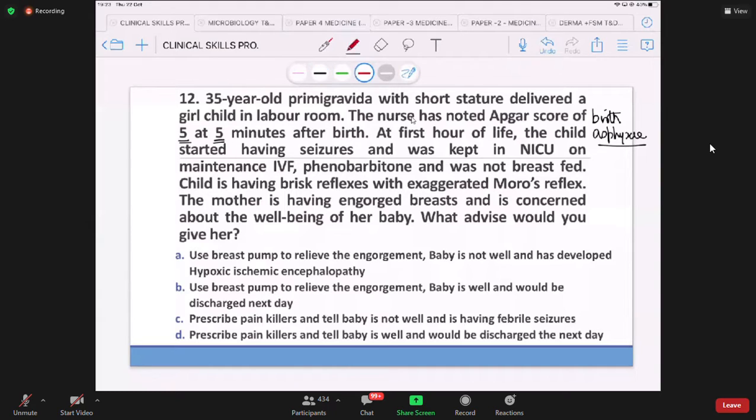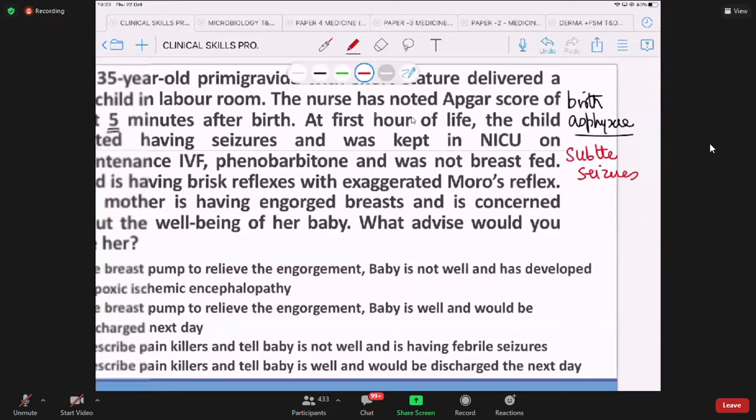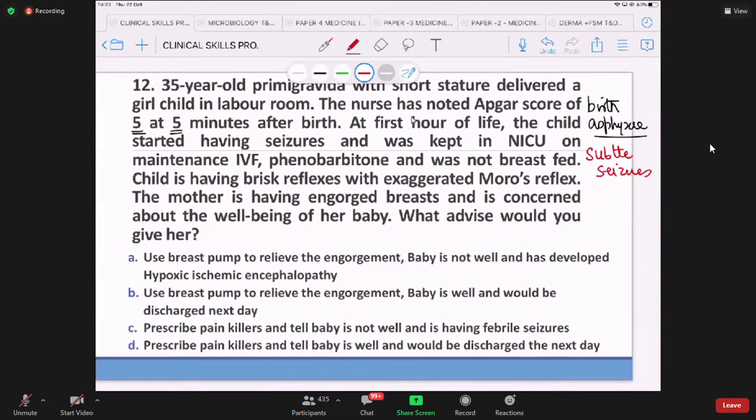What is the type of seizure that is seen in a newborn baby? It is subtle seizure. So this newborn baby after birth is having subtle seizure. The child was kept in the NICU on maintenance IV fluid and phenobarbital. You are all aware that the maintenance fluid of choice in little babies is 10% dextrose, because the baby needs sugar, not normal saline. And phenobarbital is the preferred anti-epileptic drug to be given. The doctor has done the right thing.